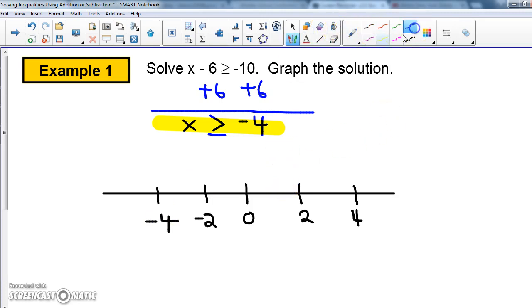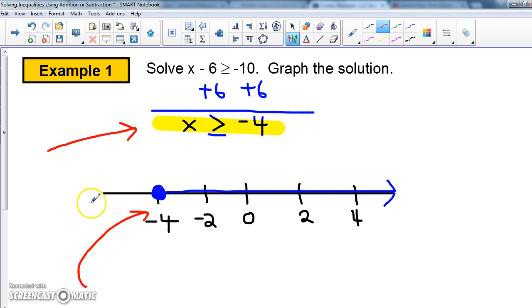So now I'm going to go ahead and graph it. It says greater than or equal to negative 4. Since it says greater than or equal to, my circle is closed, because of that equal sign. So I'm going to go ahead and fill in my circle. And now I need to look at which way I'm going. It says x is greater than, so that means my arrow is going to go this way. And that's my answer. Okay, so in order to receive full credit for this problem, you would need the answer to the problem, which is here, that's the solution. You would also need the graph, which is right here.